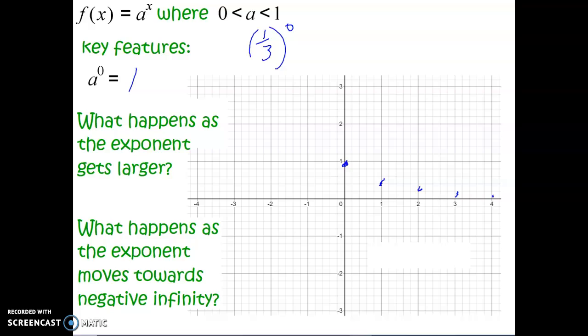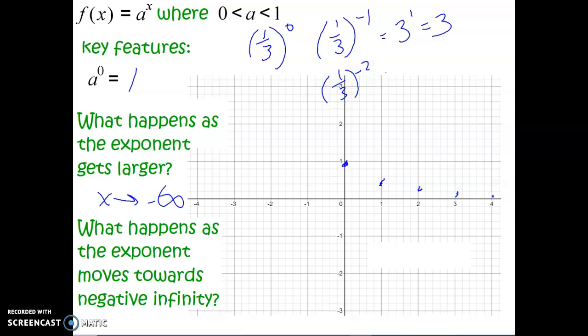Okay, so let's go the opposite way. What happens as x moves towards negative infinity? So as I move to the left, I'm going to start off with that 1/3 to the 0 equaling 1, just like before. So now I've got 1/3 to the -1. Okay, so we just said this, that negative is a reciprocal. So this is going to end up being 3 to the first, which is 3. All right, if I do -2, I'm going to take the reciprocal on that. So I will get 3 to the +2, which is 9. 1/3 to the -3, same thing. I'm going to take the reciprocal, and I'm going to end up with 27.